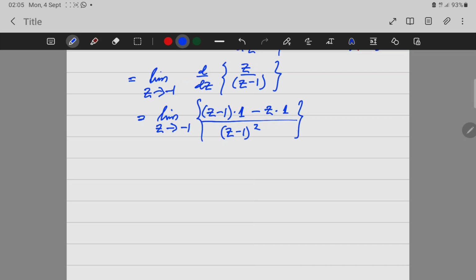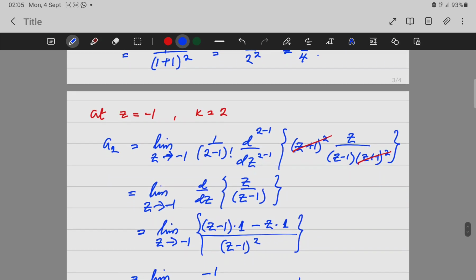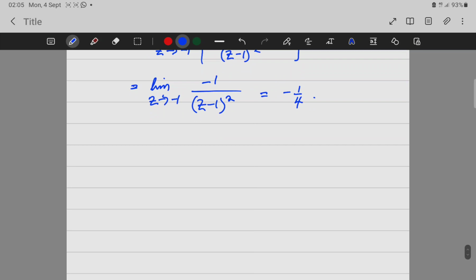So that is the quotient rule. And this will be equal to the limit as z goes to minus 1. By the time you simplify, when we open this bracket, this will be z minus 1 minus z. So that will now be minus 1 divided by (z minus 1) everything squared. And this will be equal to minus 1 over 4. So that is the residue at z is equal to minus 1. That is the example that we are going to solve today.